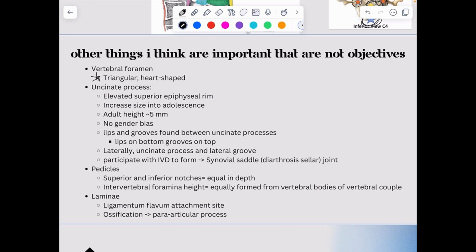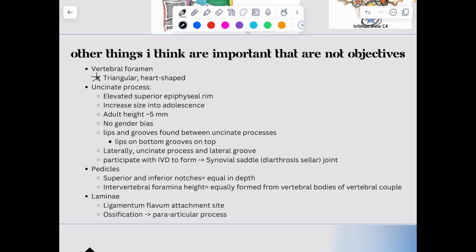The uncinate process, we have elevated superior epiphyseal rims. They increase in size into adolescence. They get a little bit taller. There's no gender bias. The lips and grooves are found between the uncinate processes. The lip is on the bottom. I always remember the lips are on the bottom because when a kid pouts, he sticks out his bottom lip. And then the grooves are on the top.